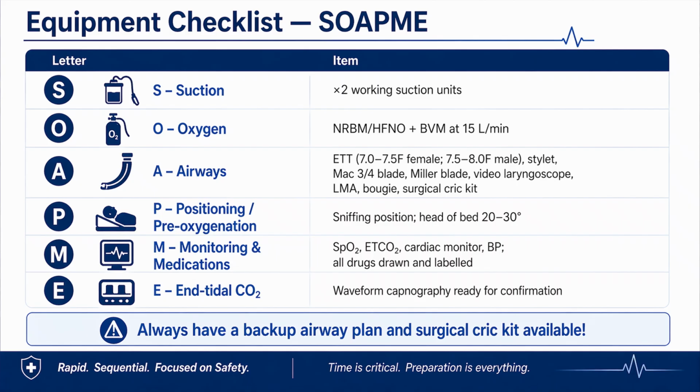Patient has to be in the sniffing position, or if the patient is obese, then you have to put the patient in ramp position, etc. That's for P. M is monitoring and medications. Make sure you have an SpO2, your EtCO2 probe is working, your monitor is all right, BP is in, and all drugs are drawn and labeled, whatever medications are required. And finally, E is your end-tidal capnography. End-tidal CO2, that is waveform capnography, is ready for confirmation of the tube placement.